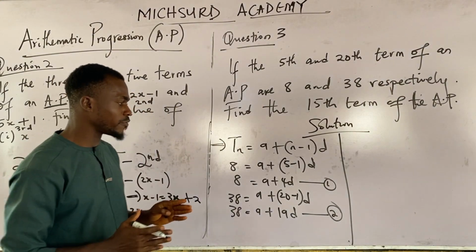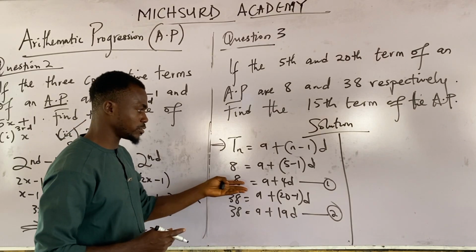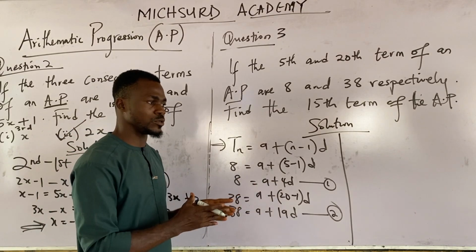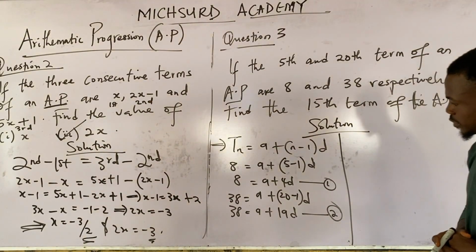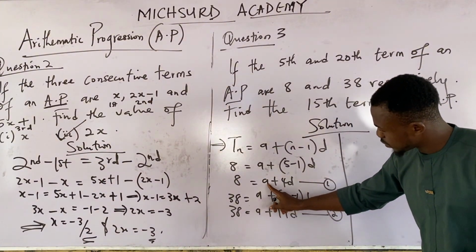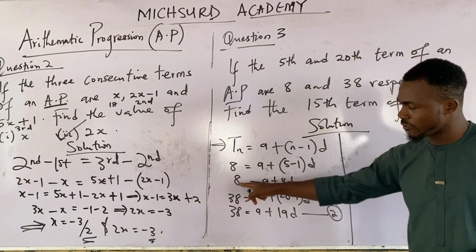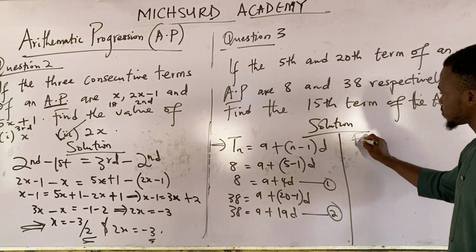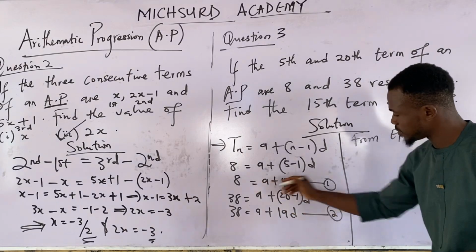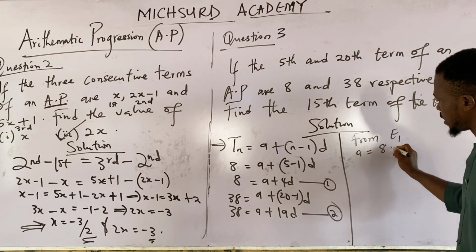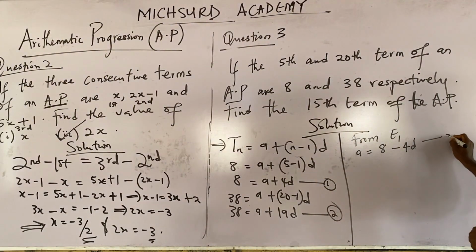Now we have equation 1 and equation 2. We are going to solve to know the values of a and d from equations 1 and 2 simultaneously. From equation 1, we can make a the subject of the formula so that 4d can move over to this place. If I move 4d over, a will remain, then 8 is here. So if 4d crosses over, it becomes minus 4d. Now I will call this one equation 3.